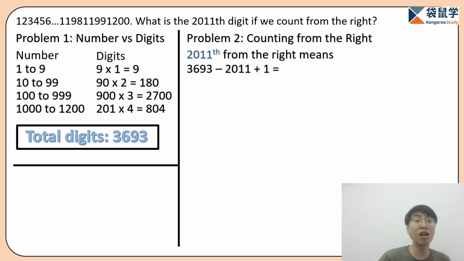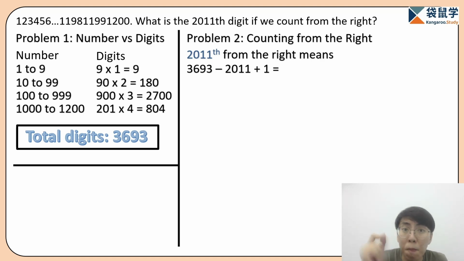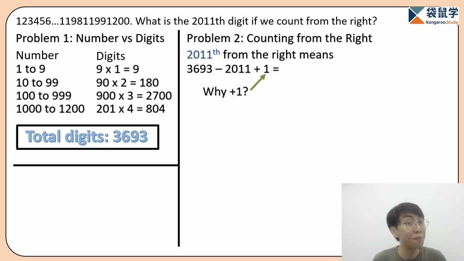take 3,693 minus 2011 and lastly plus 1. And that should give me the place where we count from the left. But now some of you might be thinking, oh, why did teacher say plus 1 over here? So that might be a common question all of you may be thinking.